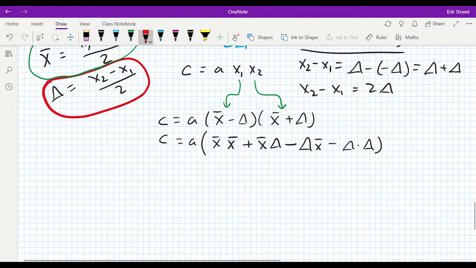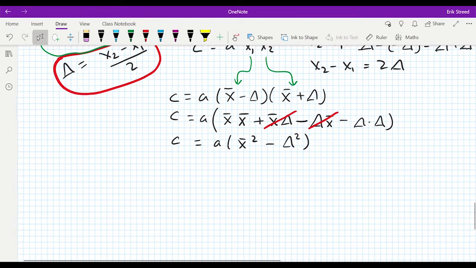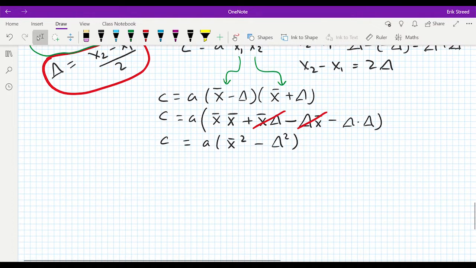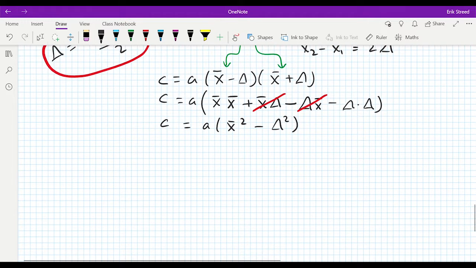And so you notice that we've got a plus delta x and a minus delta x. So these two cancel out, and we've got C is equal to A, X bar squared minus delta squared. And when I make some video about foiling and multiplying things together in algebra, we'll talk quite a bit about this. But that's for a later date. So let's divide both sides by A. We get C over A is equal to X bar squared minus delta squared.